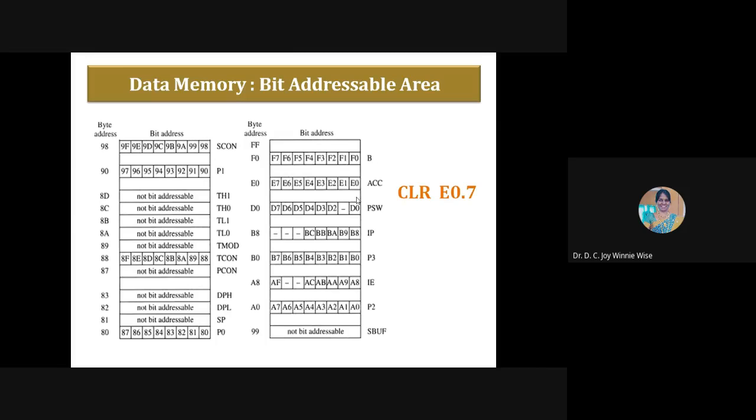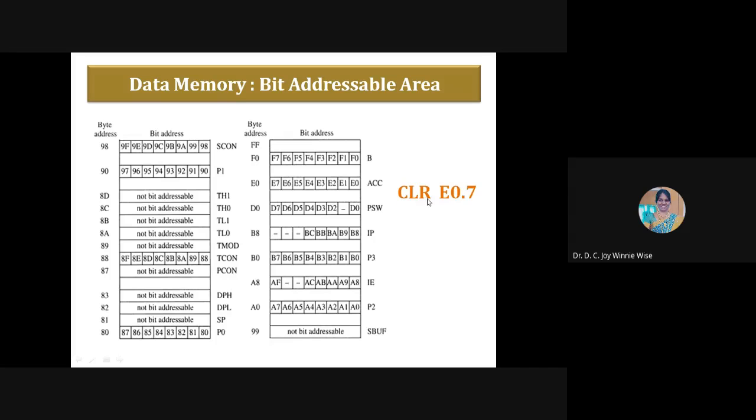Suppose, for example, I want to clear the accumulator. Clearing the accumulator means I have to store 0 in it. So I can write the instruction MOV A, 00. If I write MOV A, 00, the data 00 will be transferred to the accumulator. It is the same as the bit instruction CLR E0.7. This is E0, and this bit 7 will be cleared to 0. It is bit addressable. I hope you got it.